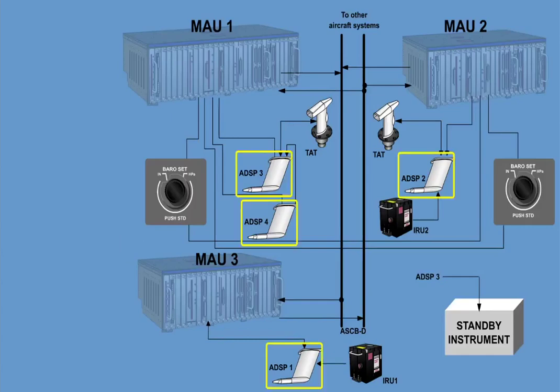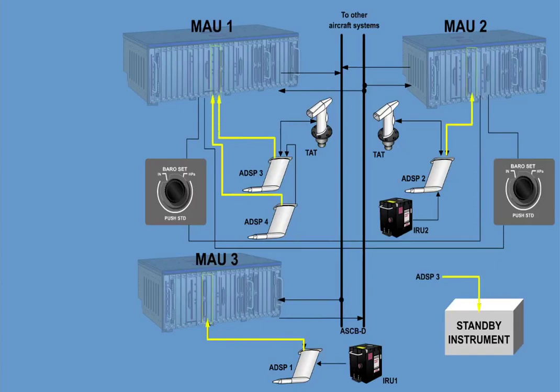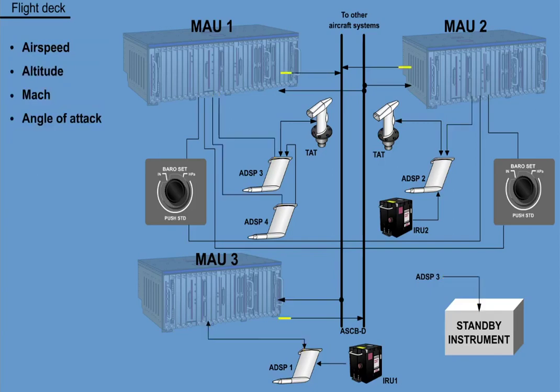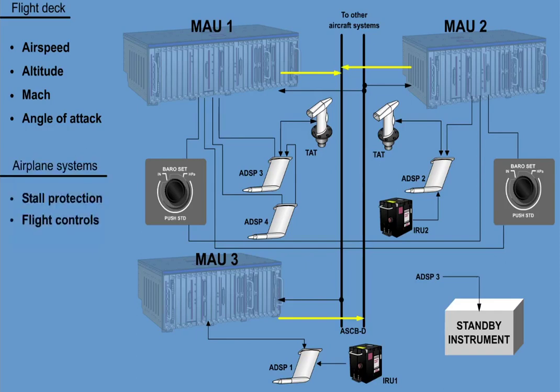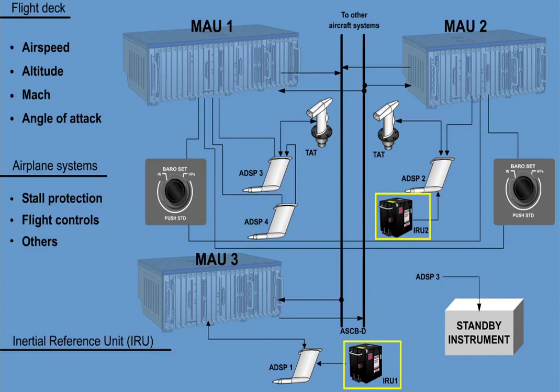The ADC performs air data pressure calculations, which are forwarded to the Air Data Application resident in MAU, or to the Integrated Electronic Standby System for airplane fuselage effects, and sends the information to the flight deck to be displayed as airspeed, altitude, Mach, and angle of attack. The ADA corrects the local air data values received from the Air Data System. This air data information is also sent to airplane systems that require air data input, such as stall protection, flight controls, and others. The Micro Inertial Reference Unit, IRU, uses air data to calculate wind-related parameters.